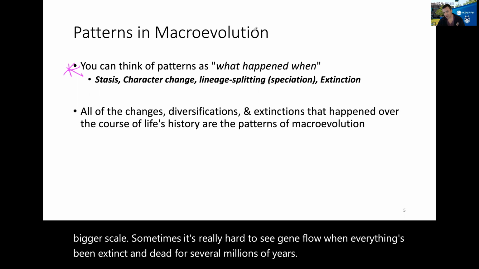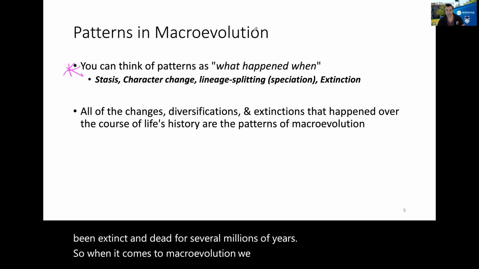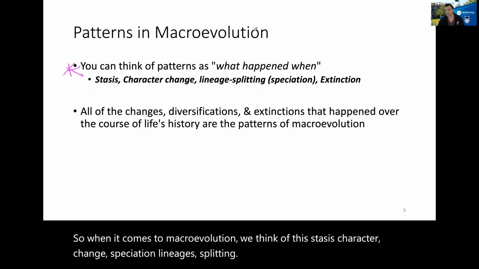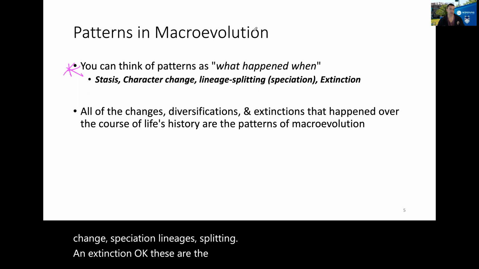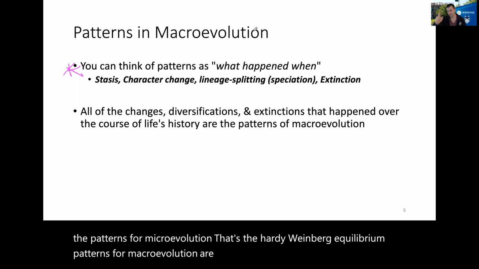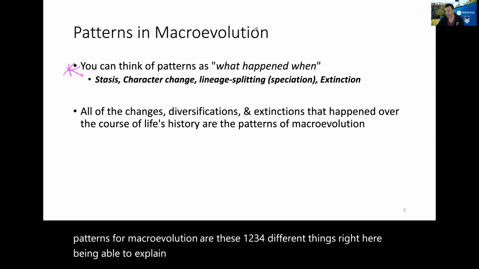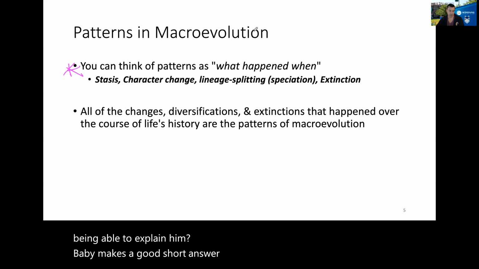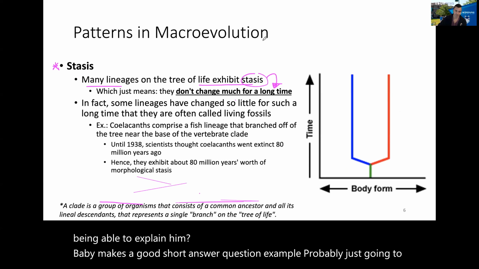So when it comes to macroevolution, we think of this: stasis, character change, speciation, lineage splitting, and extinction. Okay, these are the patterns for macroevolution. These are not the patterns for microevolution. That's the Hardy-Weinberg equilibrium. Patterns for macroevolution are these one, two, three, four different things right here. Being able to explain them maybe makes a good short answer question on an exam. I'm probably just going to ask maybe one or two.